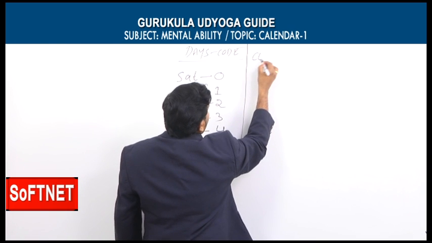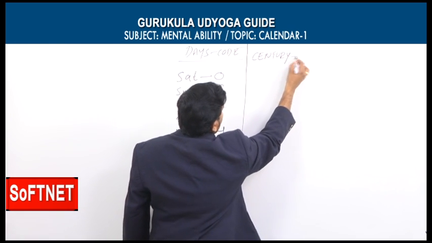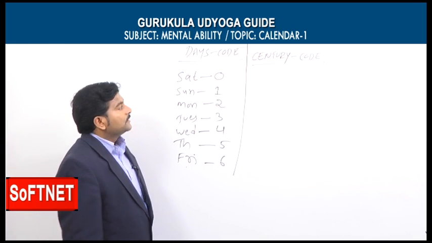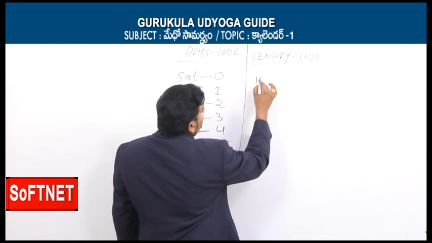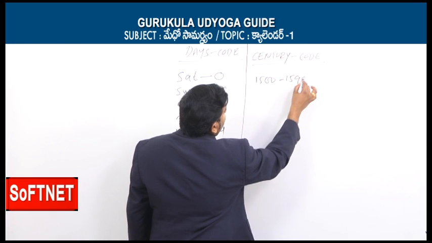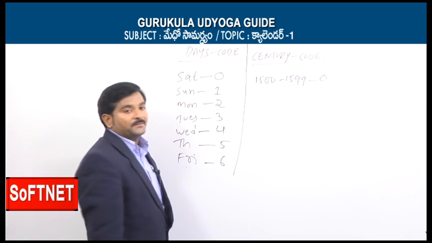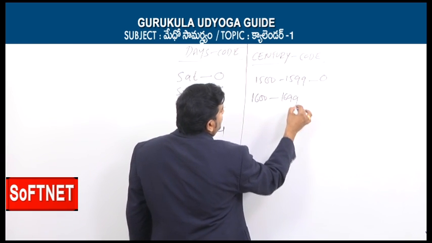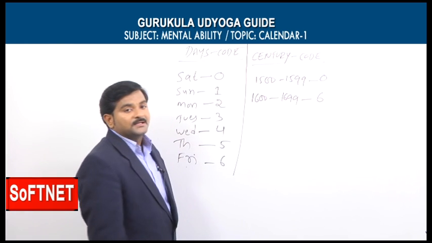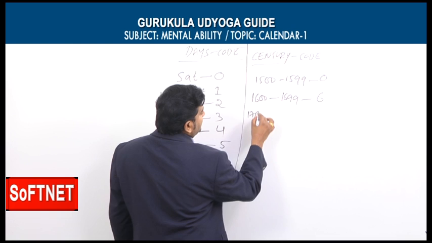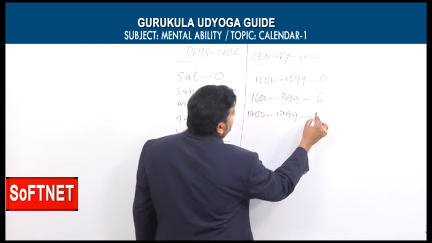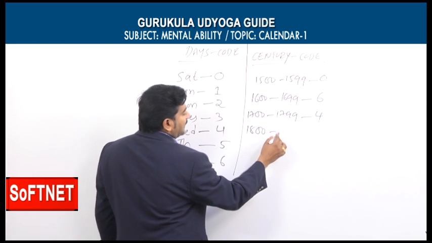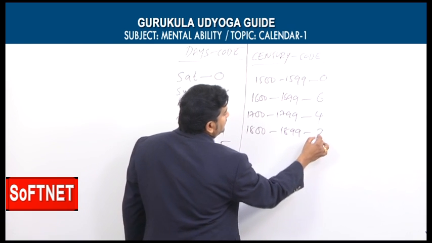Similarly, we have century years, each with a particular code. If the given year lies between 1500 to 1599, then the code must be 0. If the given year lies between 1600 to 1699, the code is 6. Similarly, if the given year lies between 1700 to 1799, then the code must be 4. If the given year lies between 1800 to 1899, the code is 2.